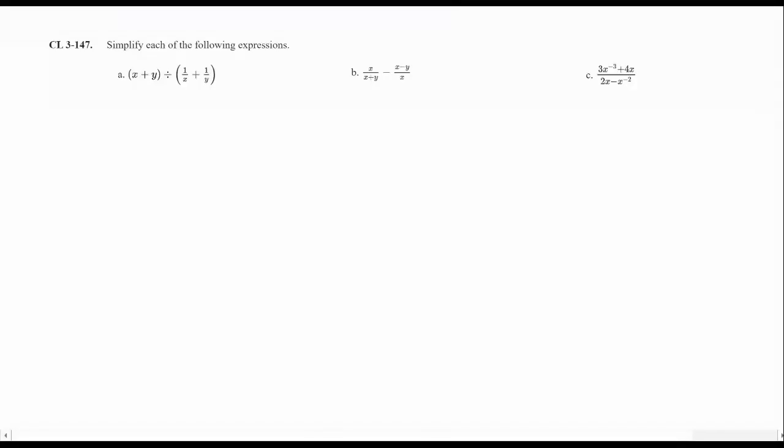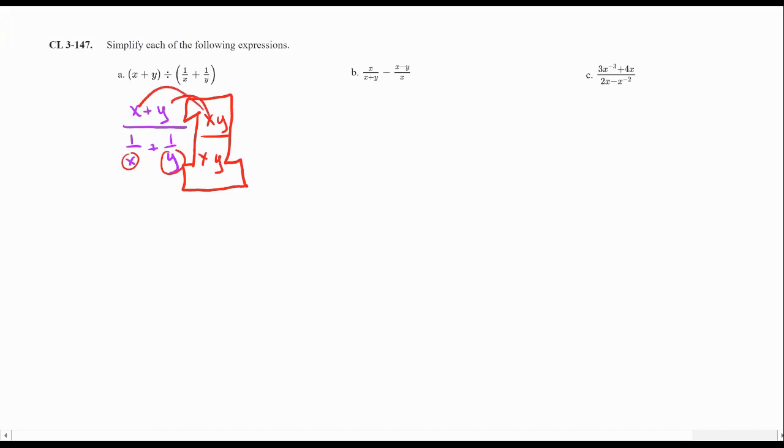Here I am asked to simplify each of the following expressions. These are the problems that I'm going to use the giant 1 to help me out on. So the first one I'm going to actually rewrite as x plus y divided by 1 over x plus 1 over y. And when I am trying to simplify this complex fraction, I'm multiplying by a giant 1, meaning I'm going to multiply by something that should get rid of every little denominator that I'm dealing with, which is x and y. So I'm going to multiply xy times every single piece here, and I'll show you what we get.